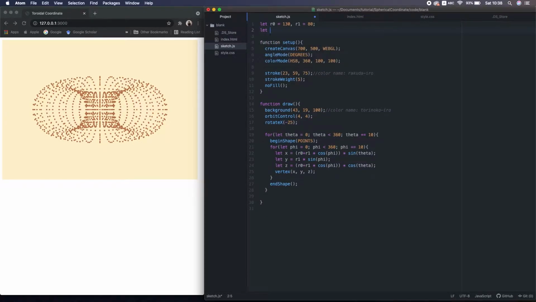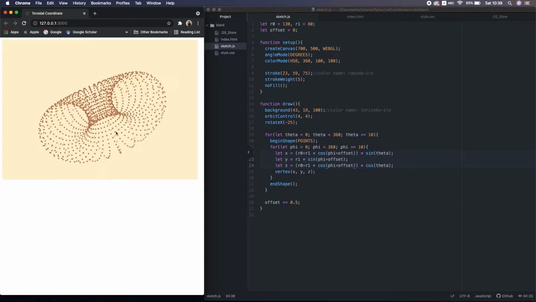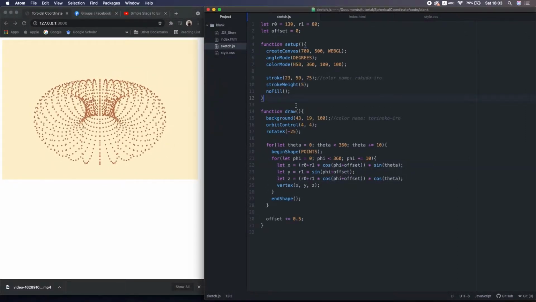I declare a variable offset, increment it here, then add it to phi. So what happened? Yeah, I love it. I want to make sliders to change some values dynamically.